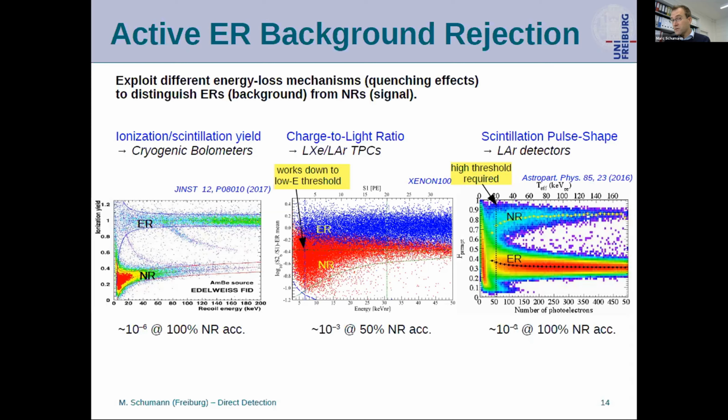What you get is extremely good discrimination. Here, in this kind of detectors, that works down to really, really low thresholds, but you only get a mediocre rejection factor, and you have to pay a price. You lose 50% of your nuclear recoils. But this is all factored in your sensitivities.